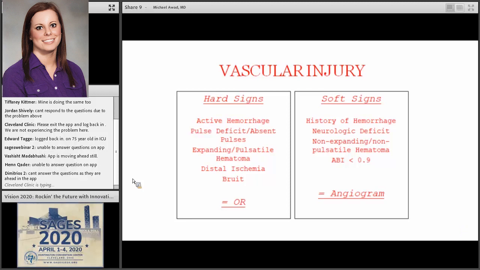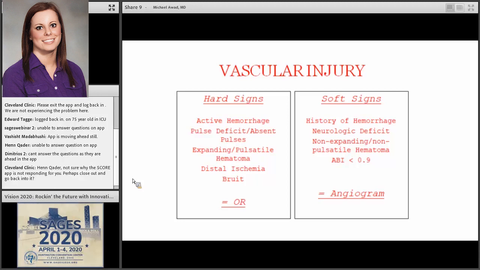In any patient who has a hard sign of vascular injury, they need to go to the operating room. So doing a workup, checking their ABIs, doing an angiogram, this delays the time to reperfusion and puts them at risk of developing compartment syndrome and other issues down the line.